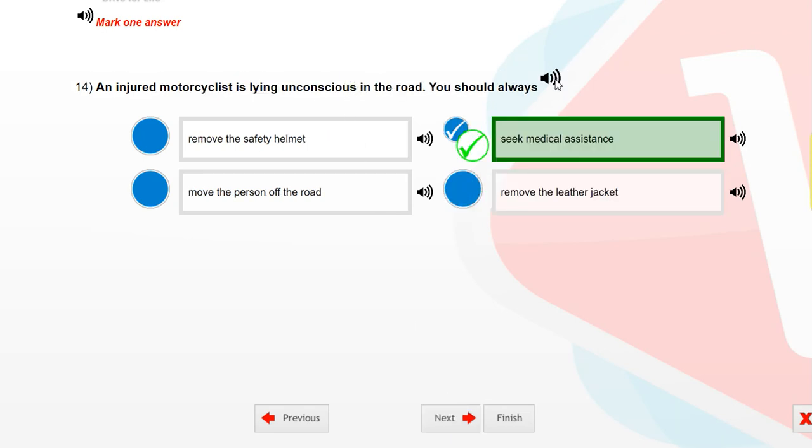An injured motorcyclist is lying unconscious in the road. You should always.